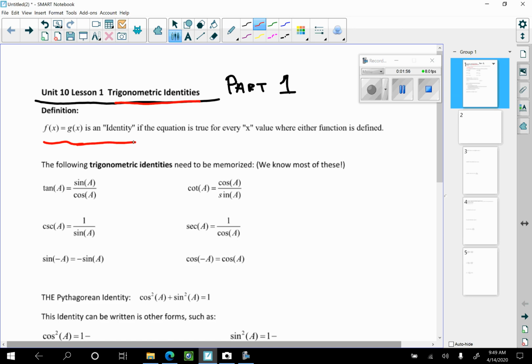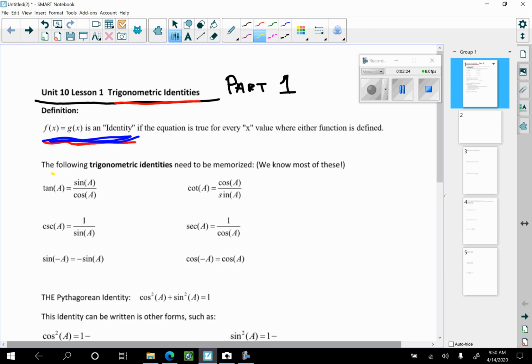call that an identity. And we've talked about identities, golly gee, since pre-algebra, for a long time. We just never did call them identities. And this is an important topic next year in calculus, identities. All right, so some of these identities should look very familiar.